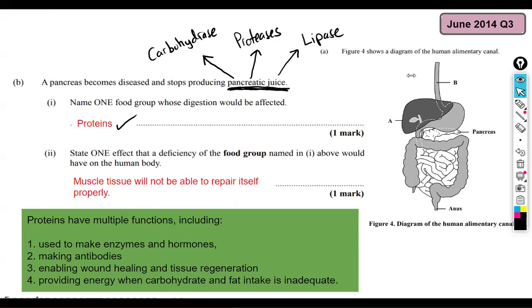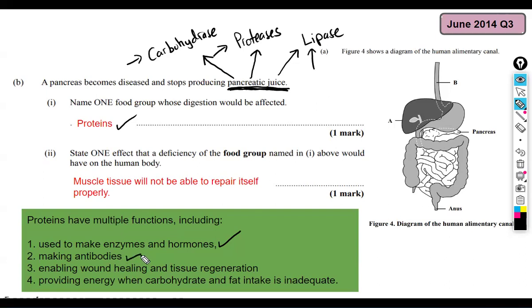But proteins have plenty of other functions in the body. Proteins are actually used to make other enzymes. You see all of these enzymes here are made from proteins. So if your body is not getting any proteins, you're not going to be able to make any enzymes in the future.